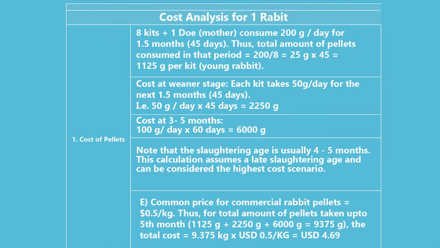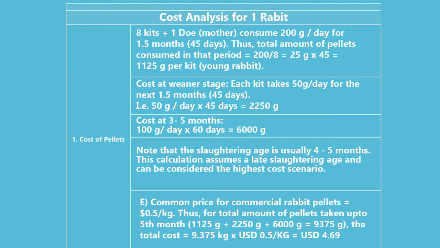In 45 days, you're going to have 25 grams times 45 days for the period that you are using that ration. So by the time you are weaning, one kit will have consumed 1.125 kilograms of pellets. Upon weaning, each kit will start feeding on 50 grams per day for the next 1.5 months, up to 3 months, where we said we can increase that portion to 100 grams per day. So for the next 45 days from weaning, it is going to consume 50 grams times 45 days, which is 2.25 kilograms of pellets.